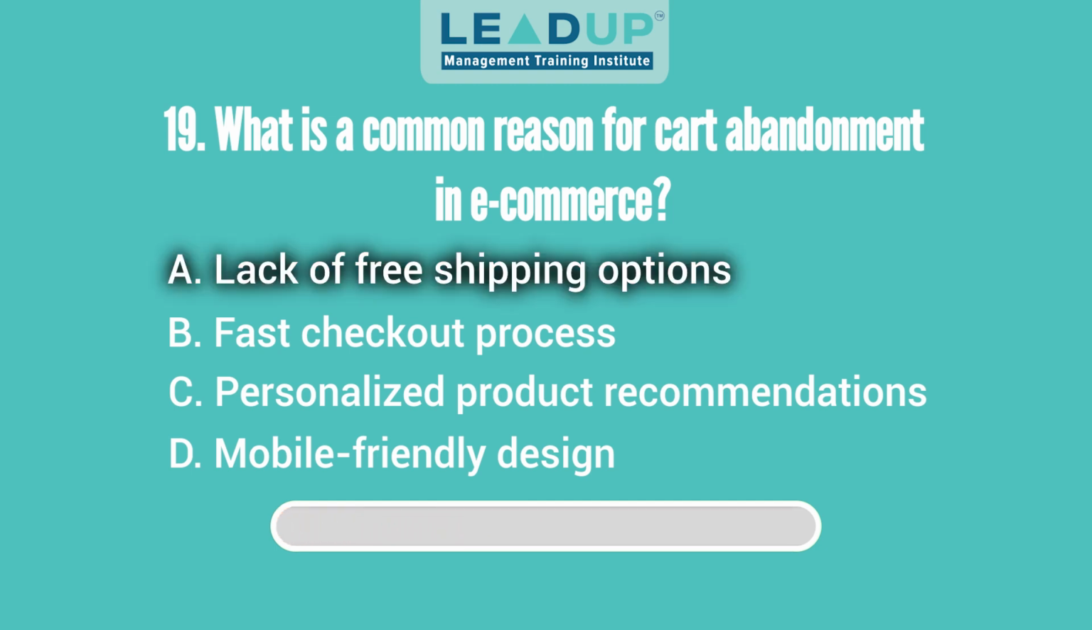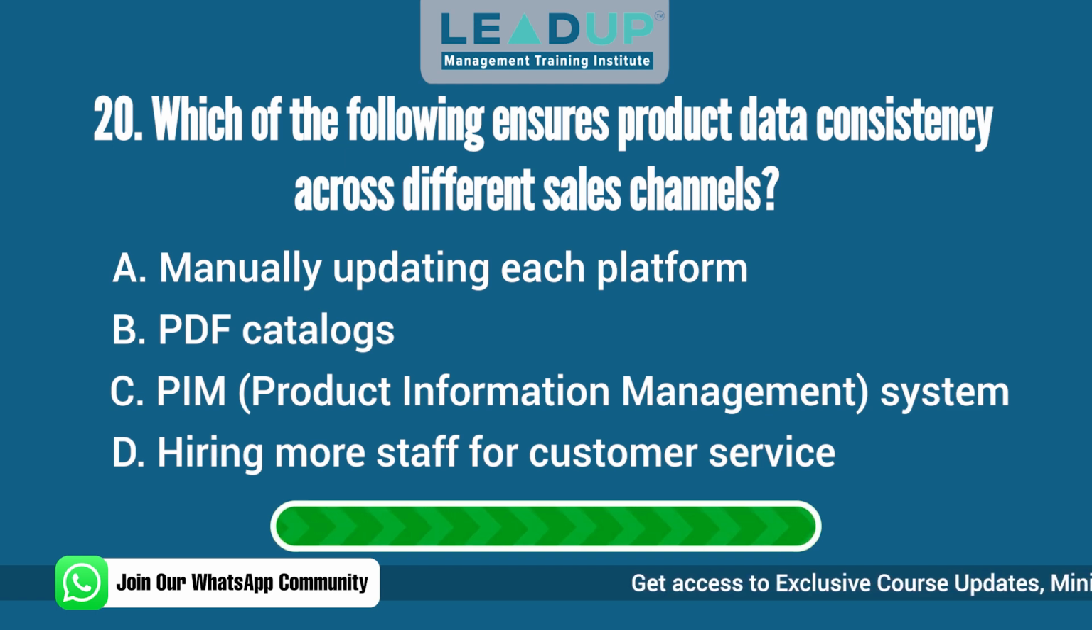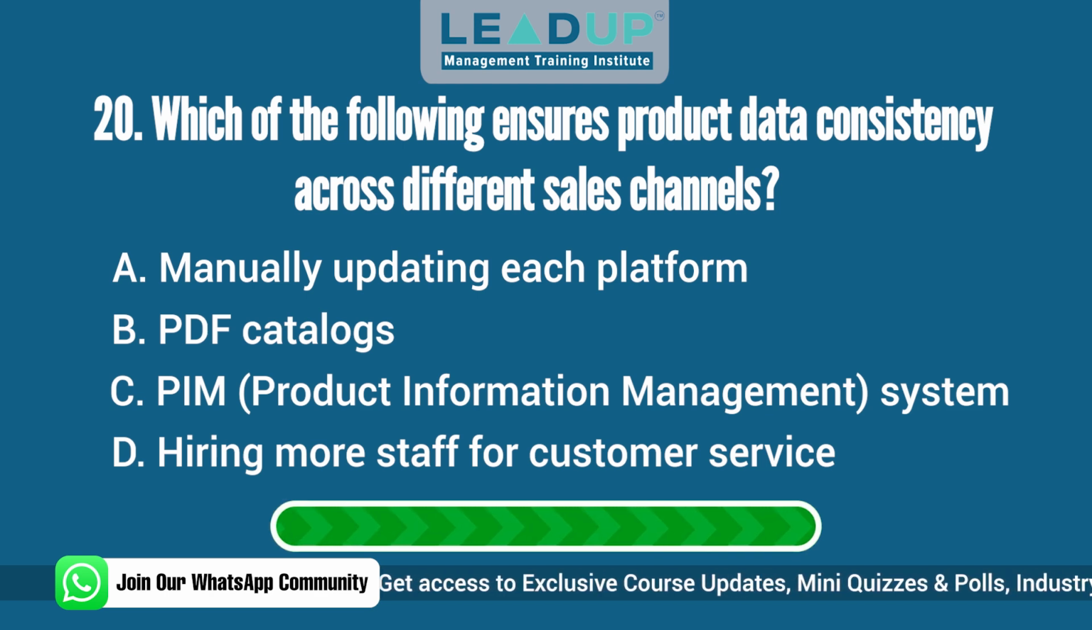Answer: lack of free shipping options. Question 20. Which of the following ensures product data consistency across different sales channels? A. Manually updating each platform. B. PDF catalogs. C. PIM, Product Information Management System. And D. Hiring more staff for customer service.